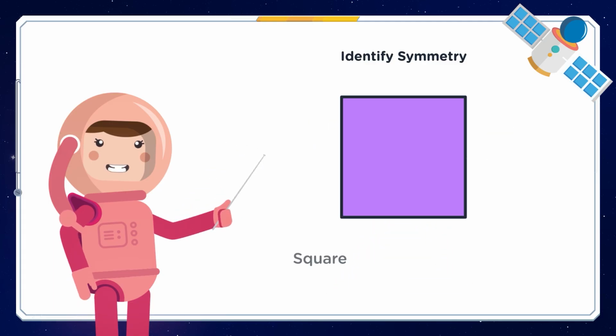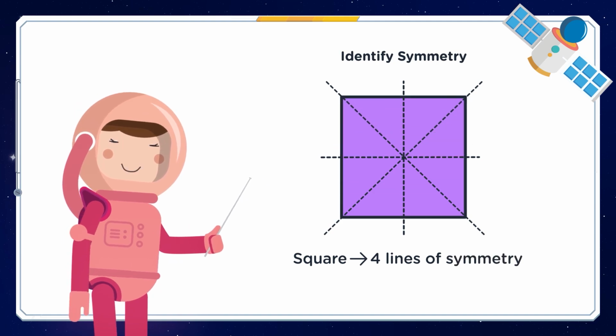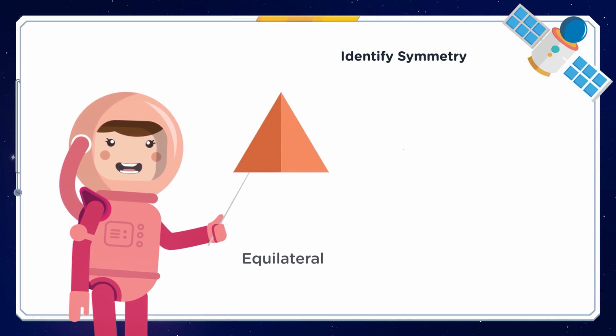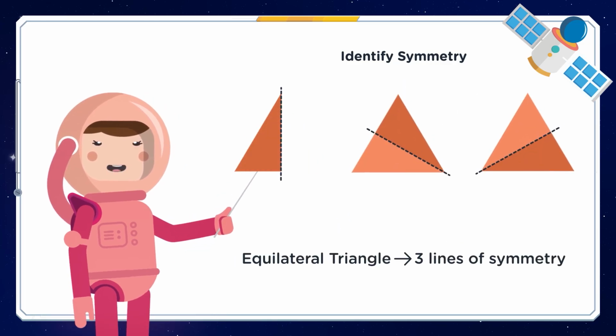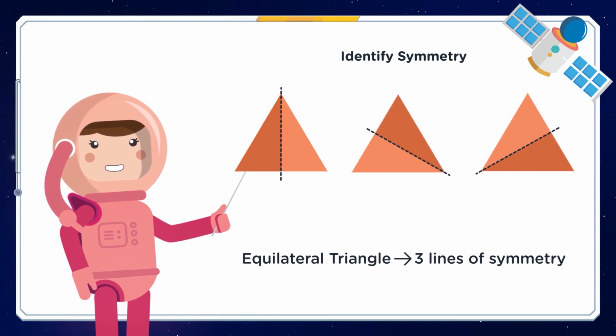A square has many lines of symmetry. You can fold it in half top to bottom, side to side, and even corner to corner. An equilateral triangle has 3 lines of symmetry. All its sides and angles are equal, so folds match up each time.